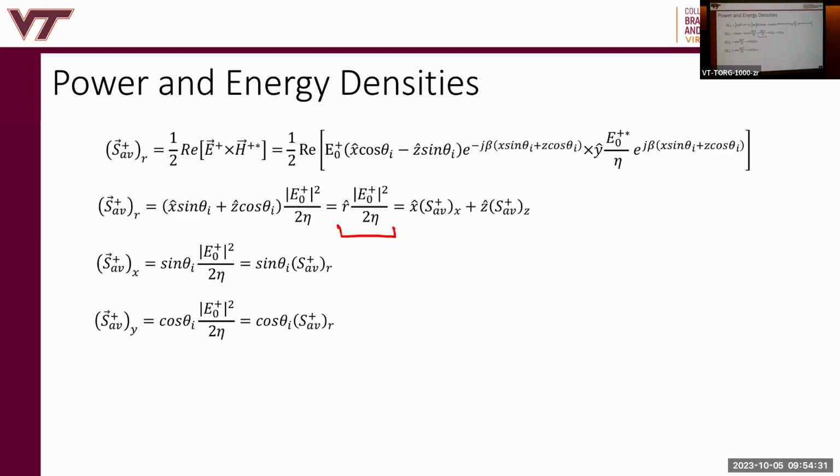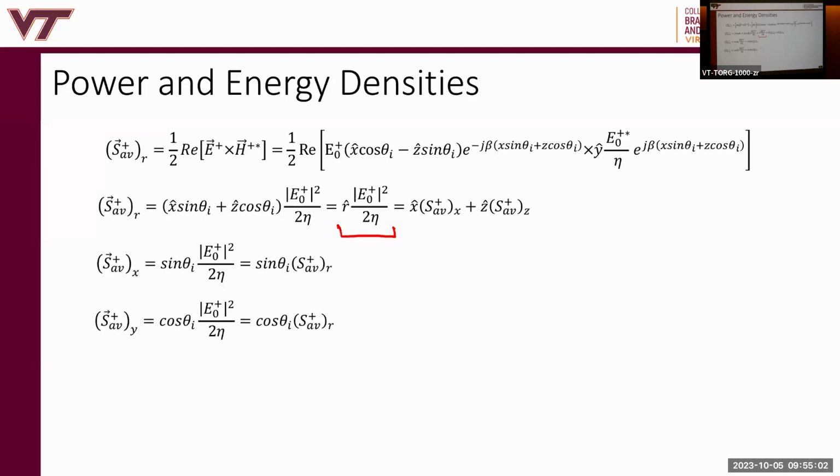Which is magnitude E squared over 2 eta for a plane wave, right? But that is composed of an X component and a Z component. The X component is this sine of theta times that quantity. So part of this is directed along the x-axis, and part of this is directed along the z-axis, right? So you can define how much power is flowing along the z direction and how much power is flowing along the x direction.